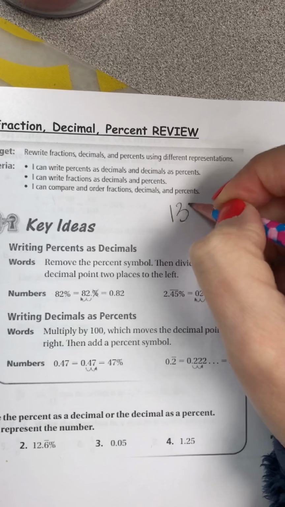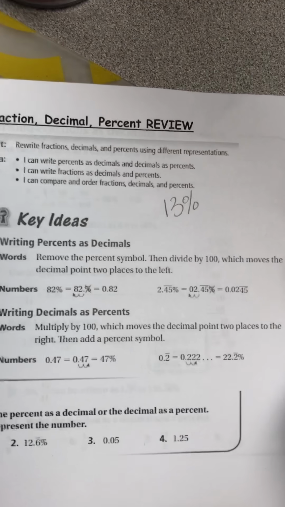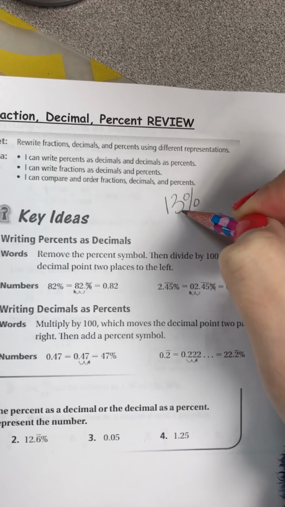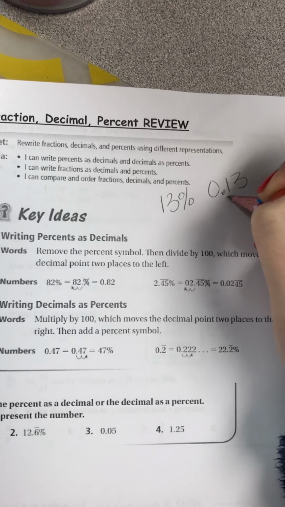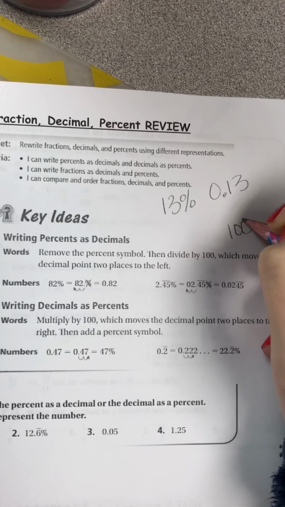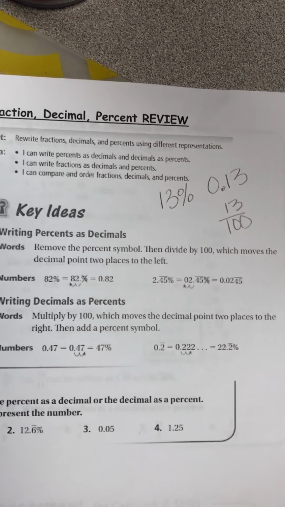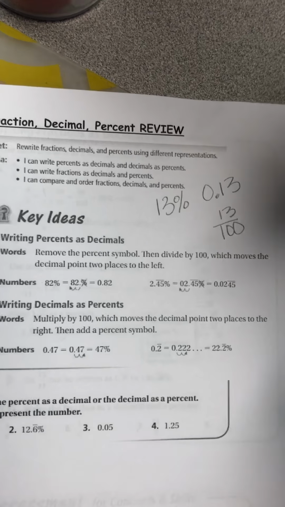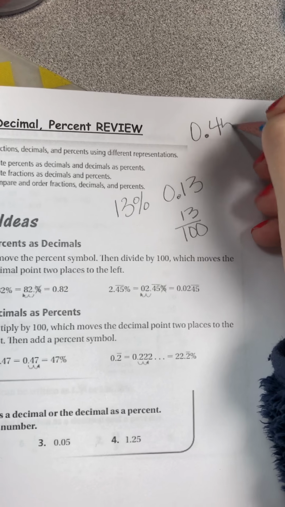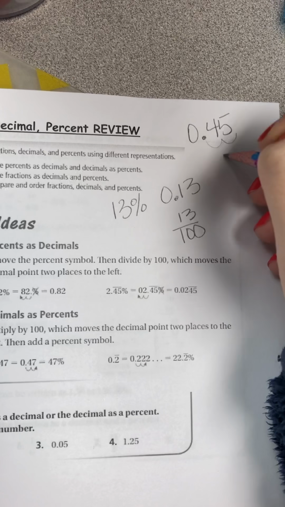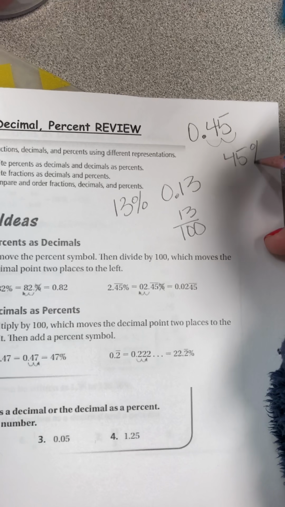13%. So you might want to write this in your math journal or on your packet. So 13% as a decimal is 0 and 13 hundredths. Now this is in the hundredths place, so that's our denominator. 13 goes on top. Ta-da! Now if I have a decimal 0 and 45 hundredths, boom, boom, 45%.